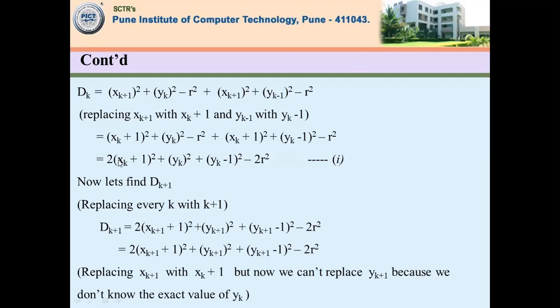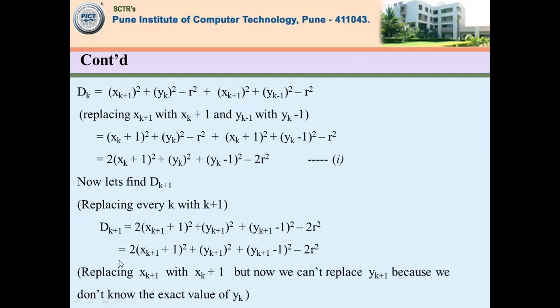See this equation, equation 1. Just k is replaced by k+1 over here, (x(k+1)+1) square plus y(k+1). Now k is replaced by k+1. So y(k+1) is nothing but yk minus 1 in our case. But we are just replacing k with k+1, so I am writing it like this. We are going to replace it later on, plus y(k+1) minus 1, minus 2r square, keep it as it is.